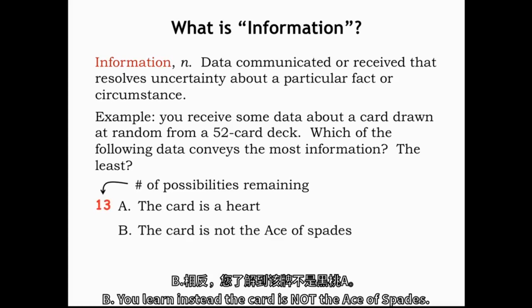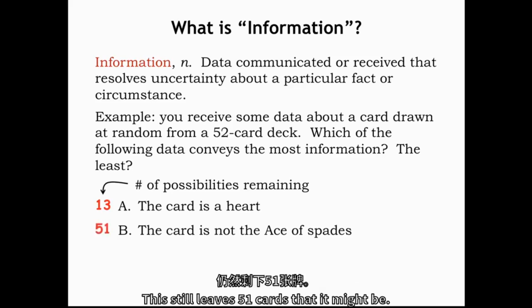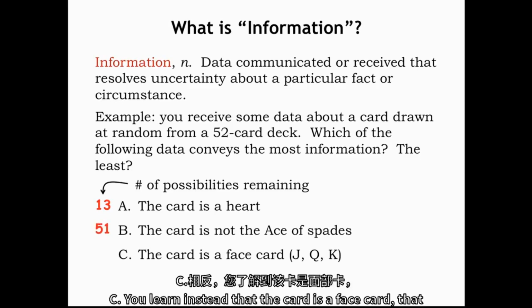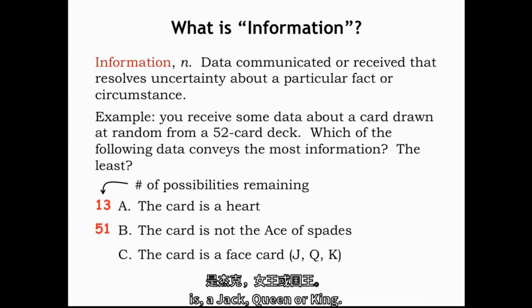B. You learn instead the card is not the ace of spades. This still leaves 51 cards that it might be. C. You learn instead that the card is a face card, that is a jack, queen, or king. So the choice is one of 12 cards.